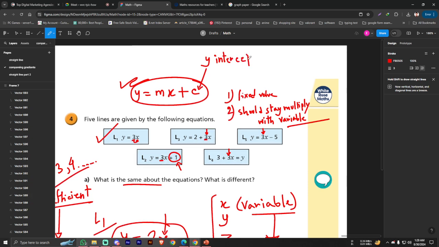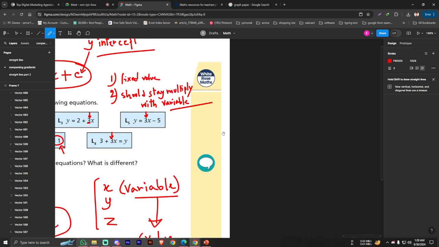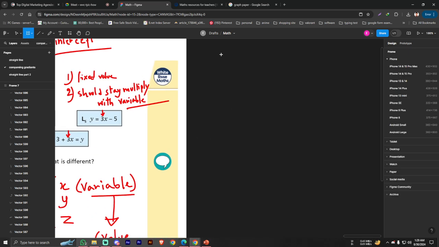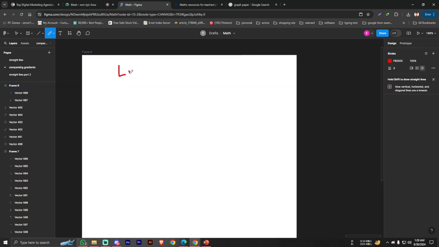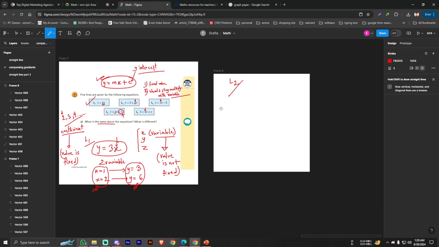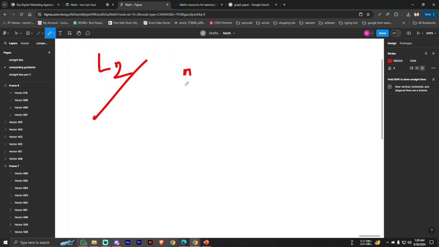Y-intercept, what does it mean? It means that if we plot any of these equations, it will show how much of y the graph has cut off, how many values it cuts off. For example, if you plot any of these graphs, suppose I'm taking number 2, L2, which is 2 plus 3x. Okay, 2 plus 3x, right?